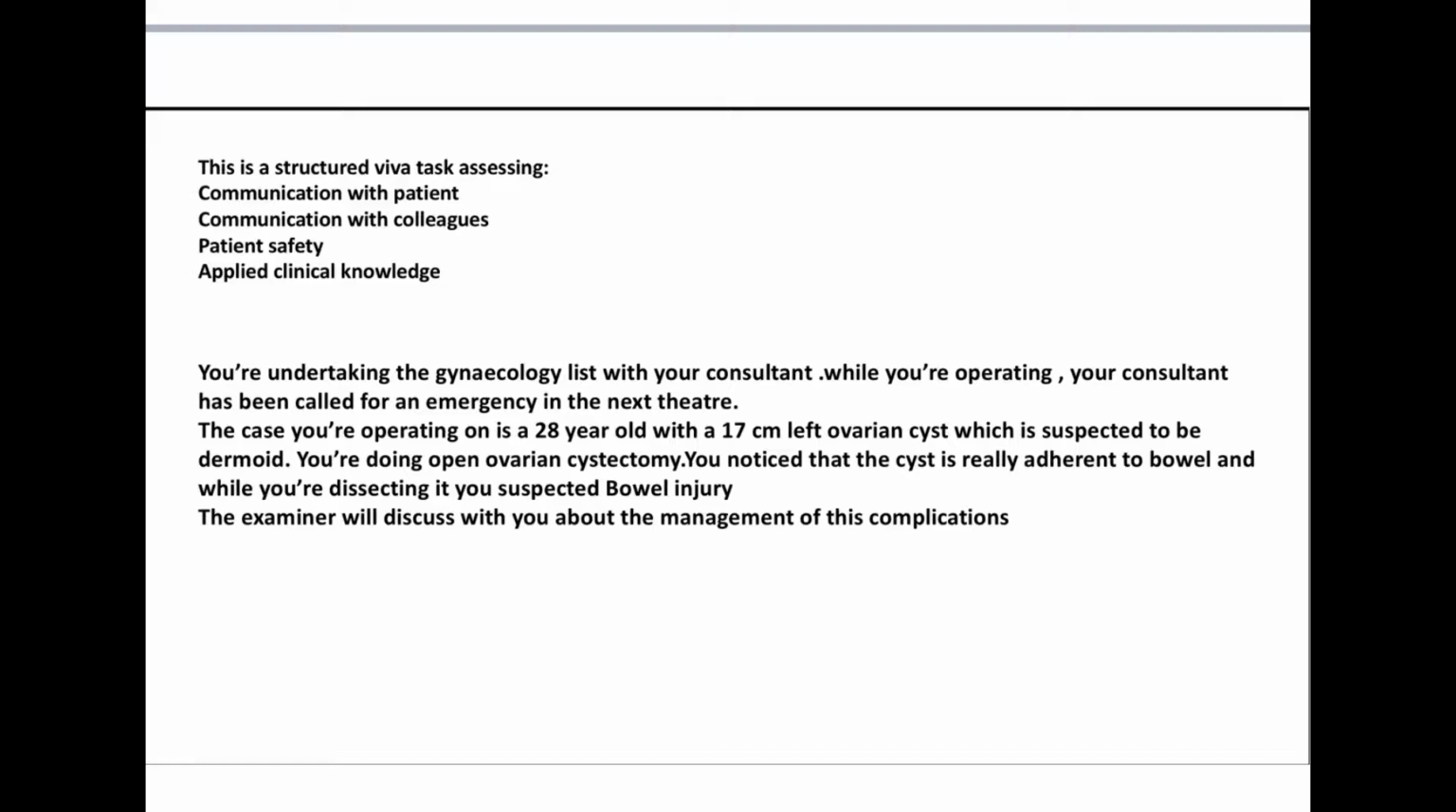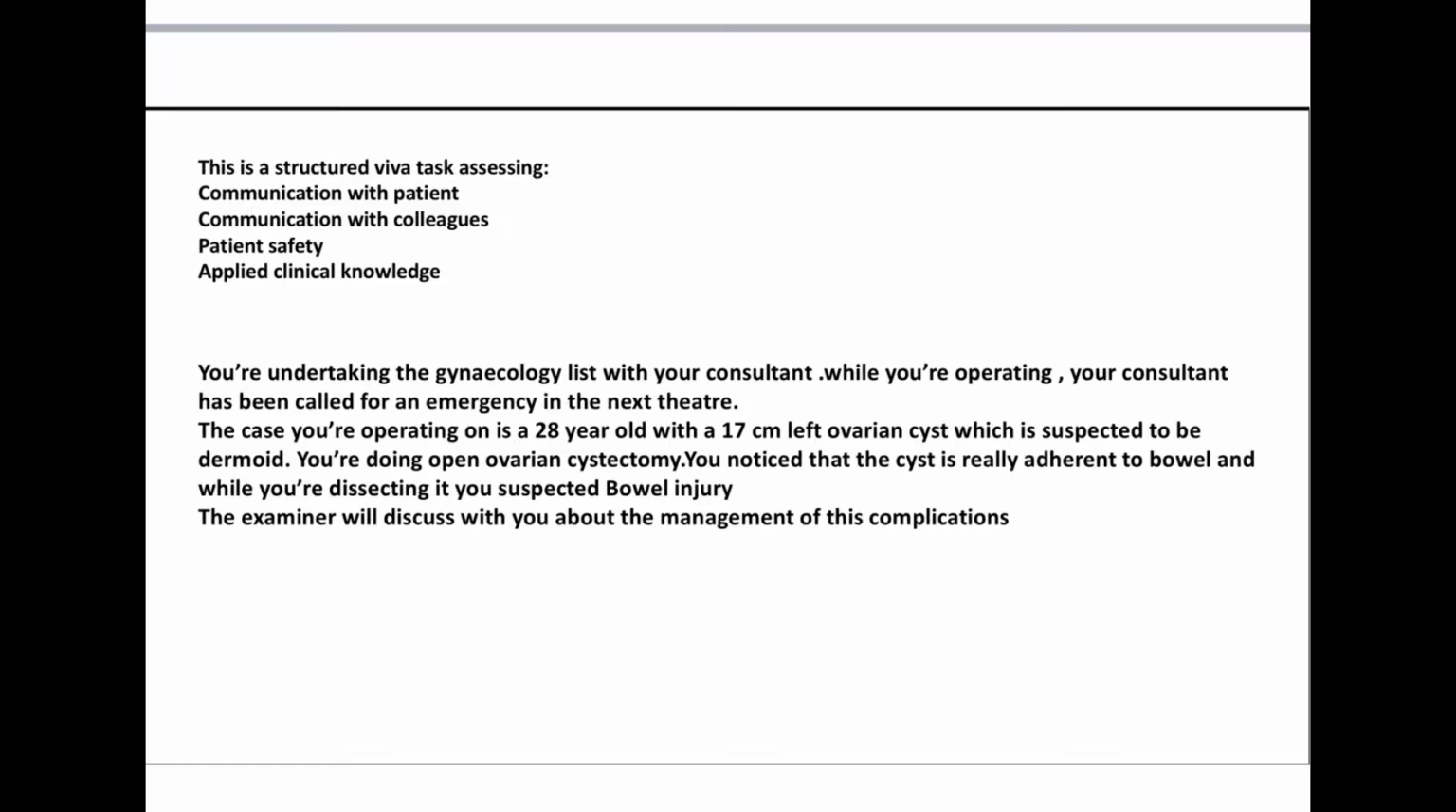You noticed that the cyst is really adherent to the bowel, and while you are dissecting it, you suspected bowel injury. The examiner will discuss with you the management of this complication. So it's expected to have a station which discusses the complications which can happen intraoperatively, including bowel injury, bladder injury, and ureteric injury. So this station is dealing with the complication of bowel injury. The first question here will be, what will be your immediate action?